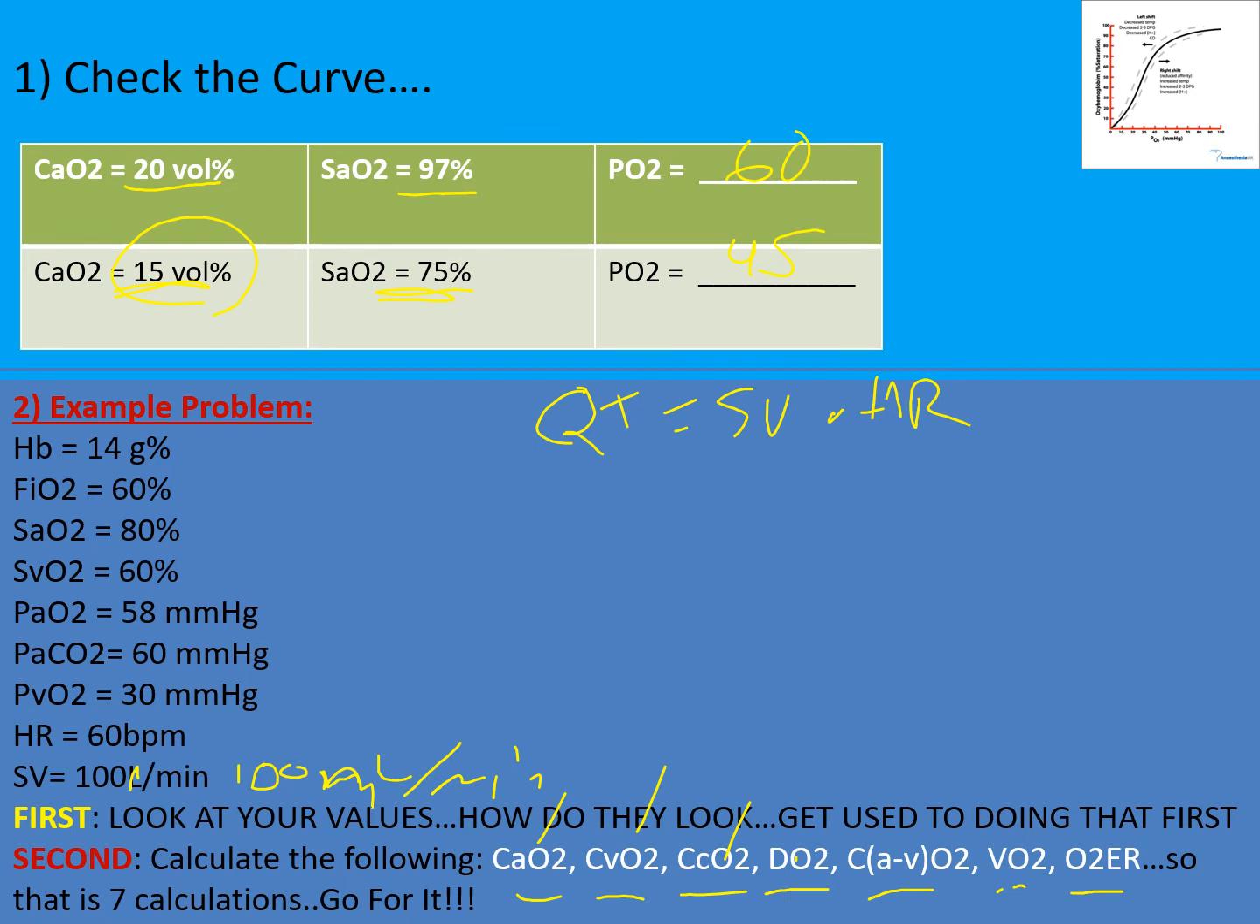So now that you've calculated them, I want you to look at these normal values. If you send me the work, handwritten or typed out, that shows me that you calculated all these and the values that you got, the CaO2, CVO2, CcO2, DO2, A to V gradient, VO2, and O2 ER, if you email those to me at ddavis@pmi.edu, then I will give you credit towards this next exam.